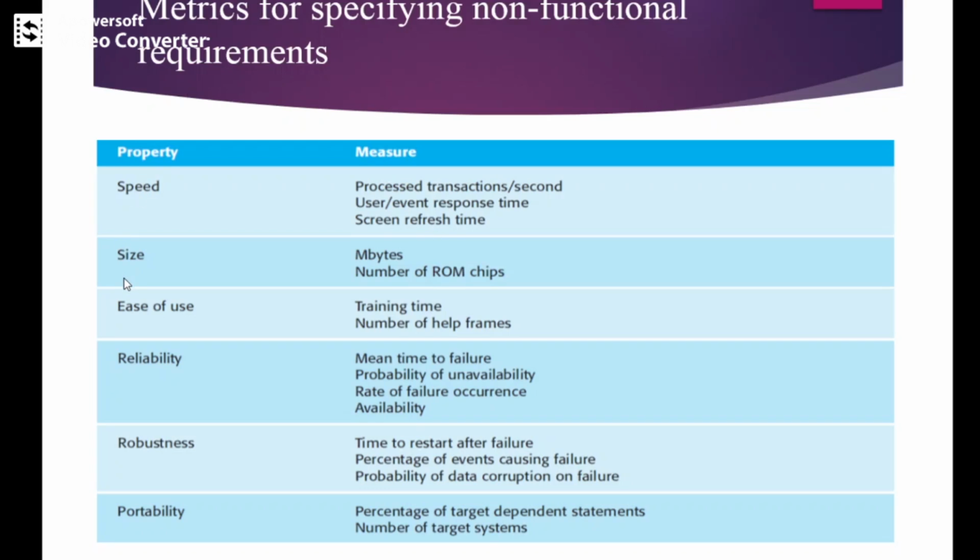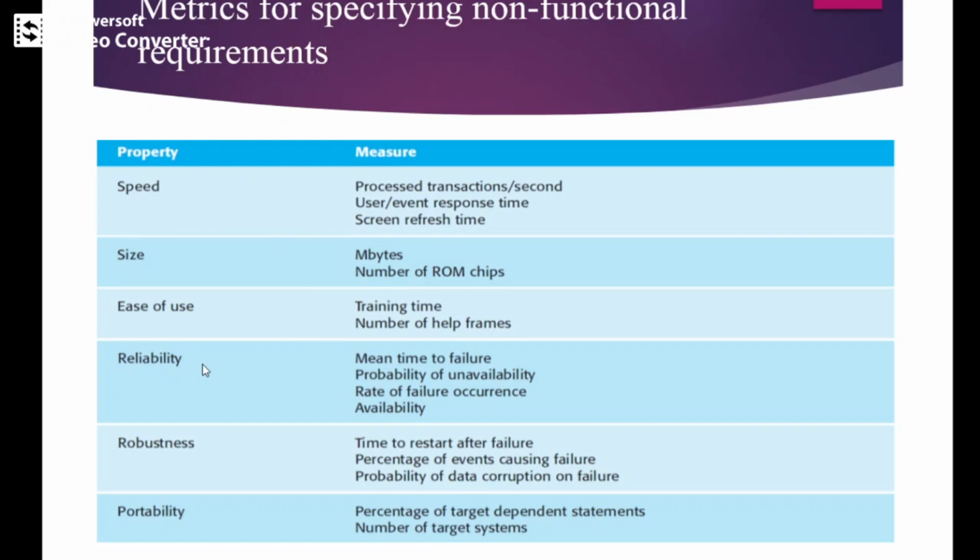Second property is size. Measure in megabytes, or number of ROM chips. Next property, ease of use: how easily you will be able to use or learn that system. You have got the system now. How easily will you be able to use it? How will you measure? Training time, the time to be trained to use that system, and number of help frames.